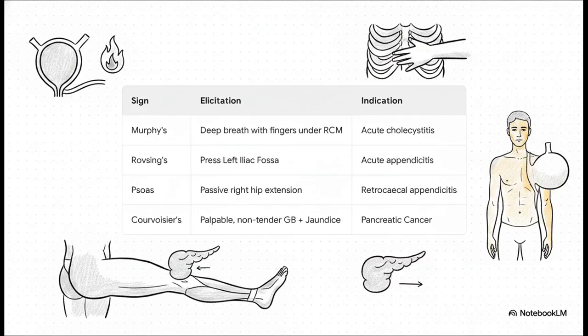Pay attention now, because this slide is pure exam gold. These are the classic special signs, the eponymous signs. Knowing how to do a proper Murphy's sign to check for a hot gallbladder, or understanding something like Courvoisier's law, the fact that a big, non-tender gallbladder plus jaundice probably means cancer, not gallstones, these are the details that don't just secure a diagnosis, they're what really impress your examiners.